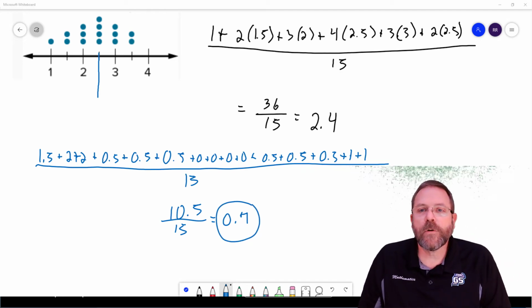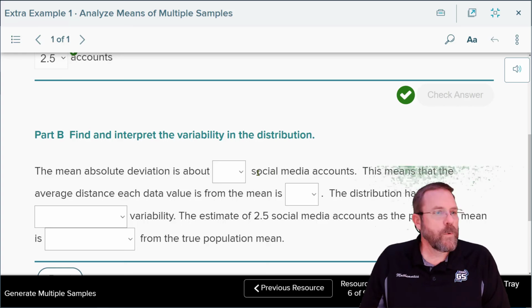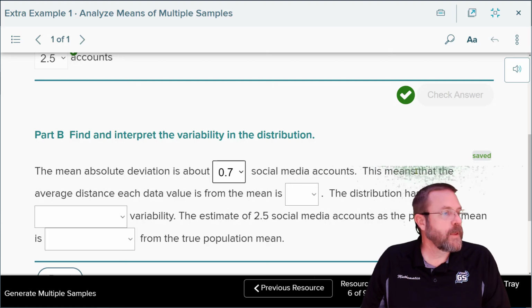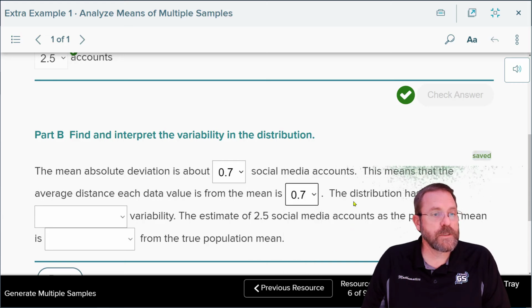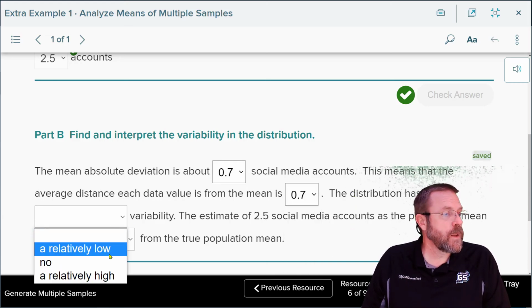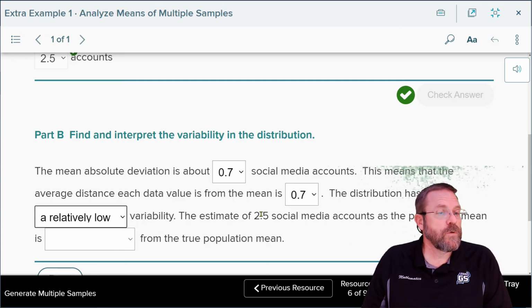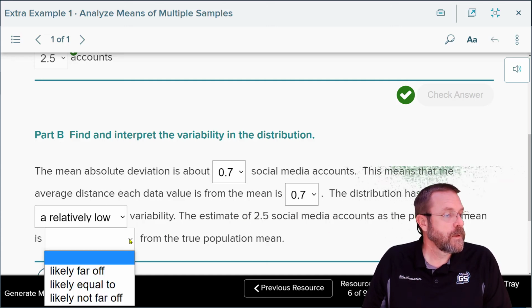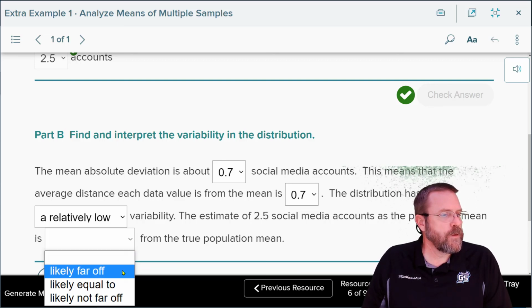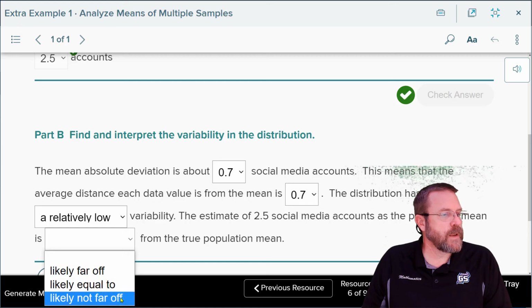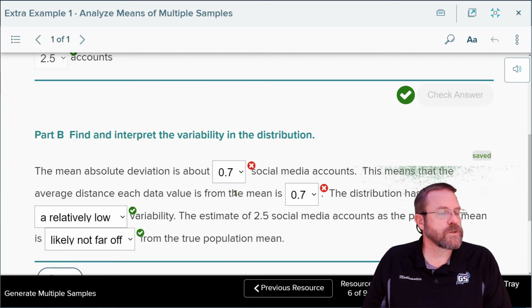Now let's jump back over to our textbook and plug that in. We have a mean absolute deviation of 0.7 on the social media accounts. That means that the average distance the data is from the mean is 0.7. The distribution has a relatively low variability. That's not a lot of variability, and the estimate of 2.5 on the social media accounts as a population mean is, let's see, likely far off from the true population, equal to, I say not far at all from the true population. We're going to check that.